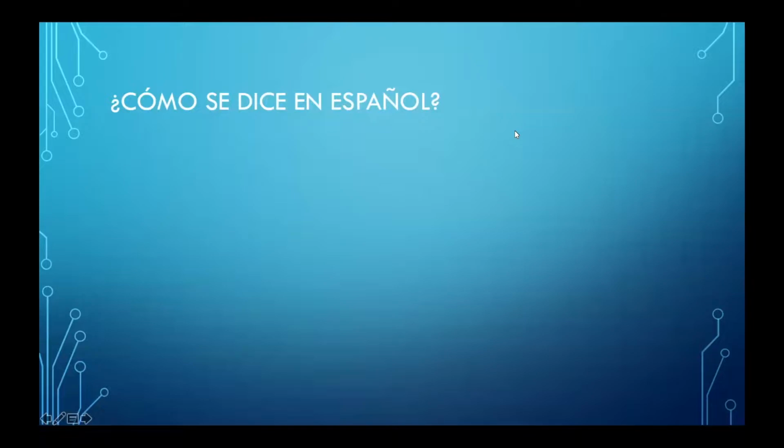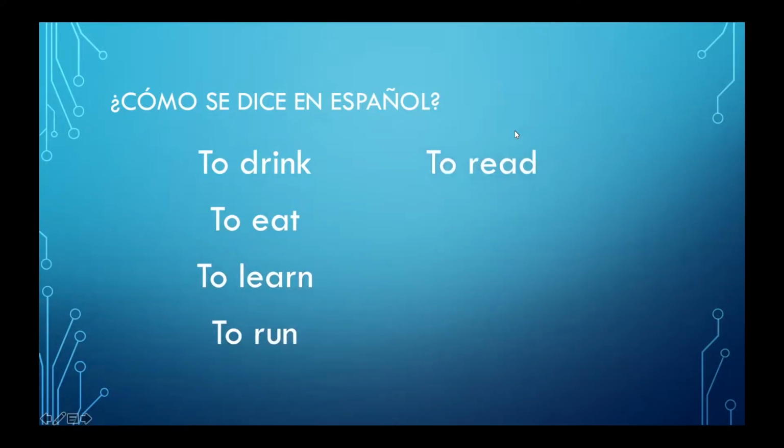¿Cómo se dice en español? To drink, to eat, to learn, to run, to read, to sell, to understand. ¿Cómo se dice en español? How do you say these words in Spanish? I'm going to give you 2 minutes to take your dictionaries or your translator or your laptop and translate these 7 verbs into Spanish. Go for it. 2 minutes.